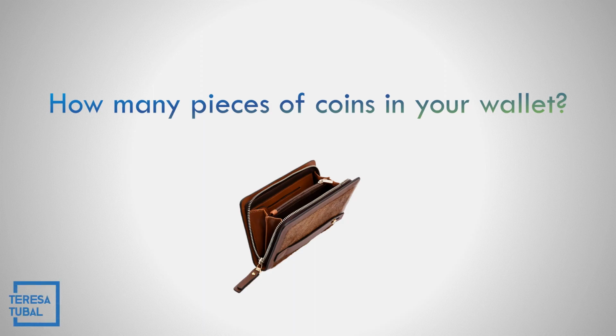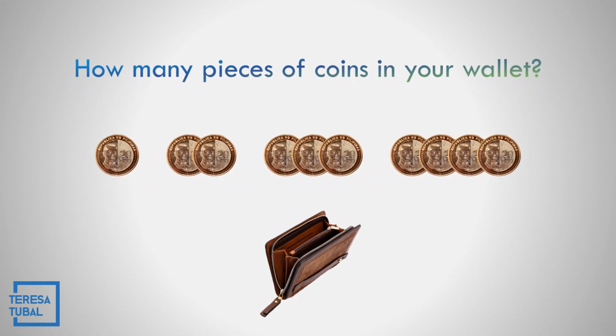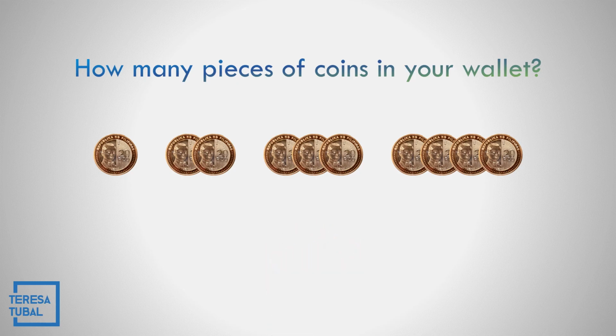How many pieces of coins in your wallet? Any idea? Correct. The answer is 10 coins. The first is 1, the second is 2 coins, the third is 3 coins, and the last one is 4 coins. If we total all in all, the answer is equal to 10 coins.